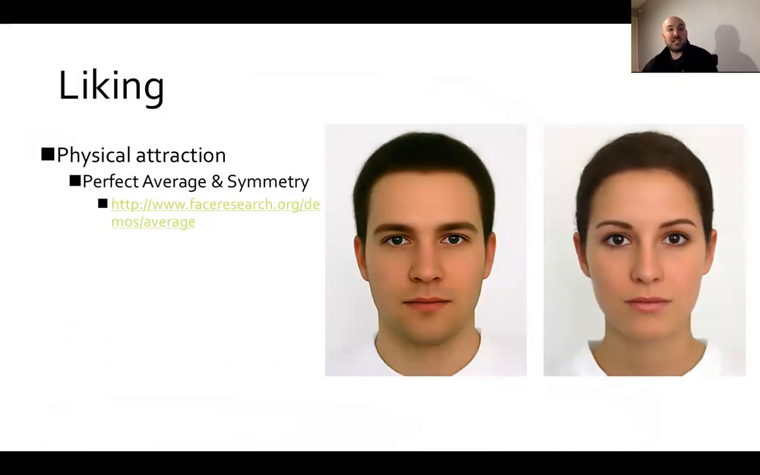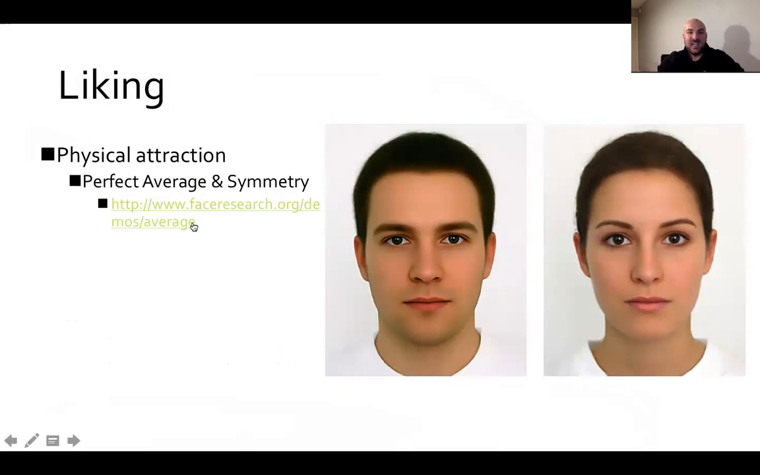So, what makes you like someone to begin with? In the most unromantic, unsexy perspective on it, what people find to be attractive are average features and symmetrical features. That's it.